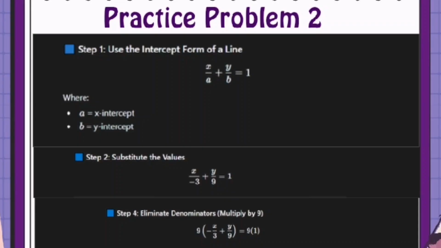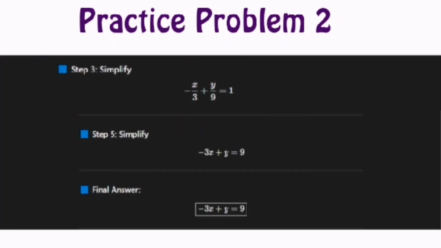To remove fractions, we multiply the entire equation by the LCM, or least common multiple, of the denominators. The denominators are negative 3 and 9, so the LCM of this is 9. So we multiply everything by 9: 9 times (x divided by negative 3 plus y divided by 9) is equal to 9 multiplied by 1. So step 5 is distribute the 9.